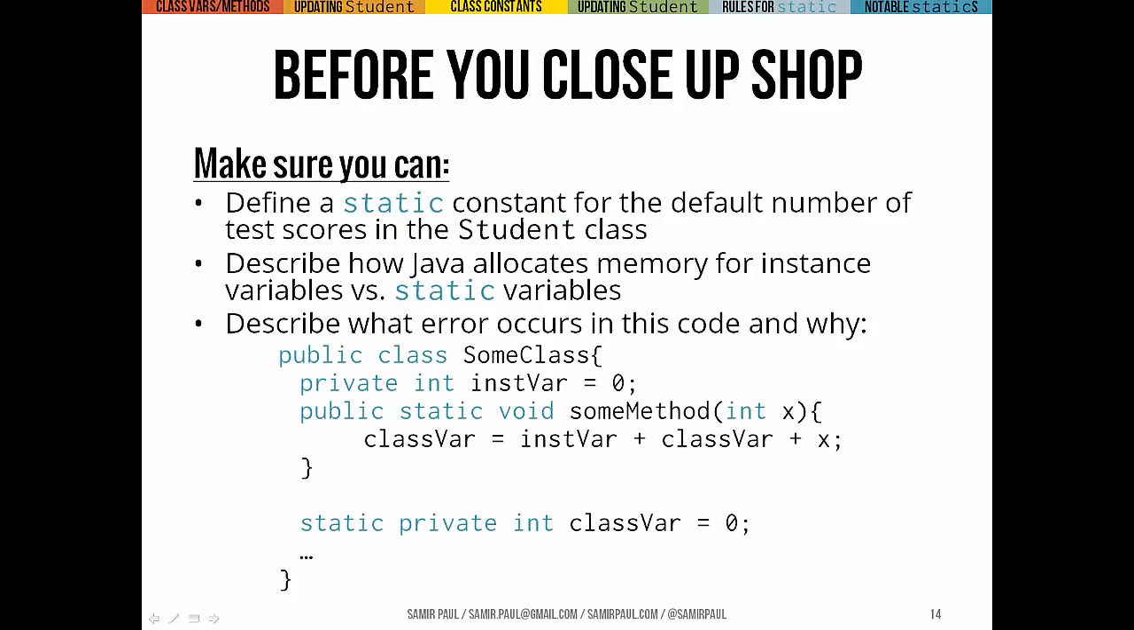Before you close up shop here, here are the big ideas you want to be familiar with. You want to be able to define a static constant for, let's say, something like the default number of test scores in the Student class. Think about how Java allocates memory for instance variables versus static variables. When does that happen in the running of a program for instance variables versus static variables? And think about what the error in this code is and why there's a mistake. What could we do to fix it? That's it for today.